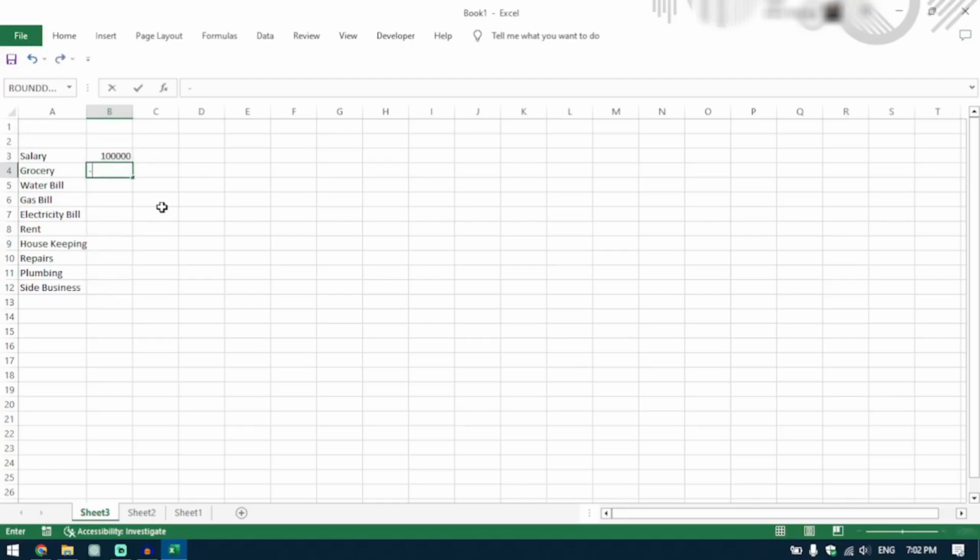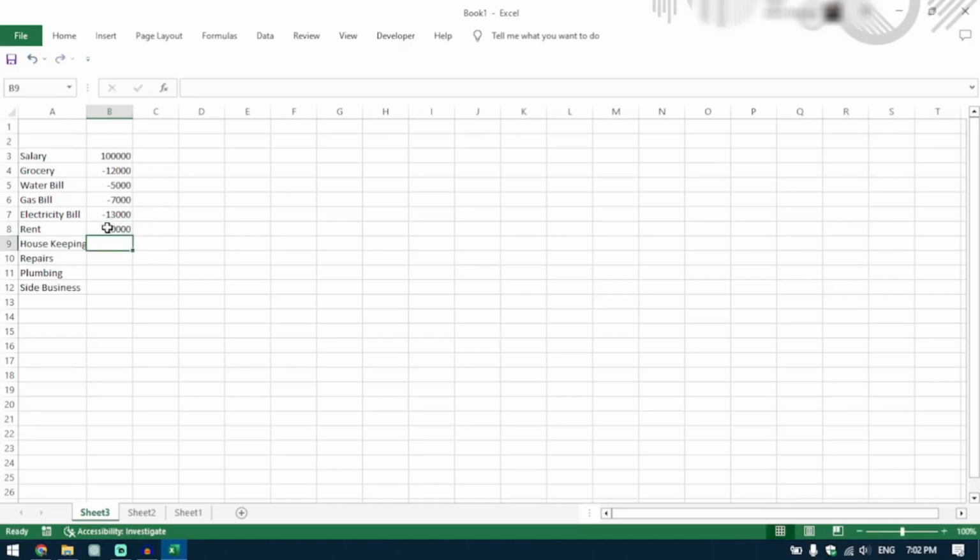Let's suppose we do salary worth of 12,000. I'm gonna put it in negative. The water bill is 5,000. Then we have the gas bill, which is 7,000. Then we have the electricity bill, which is around 13,000. The rent is 10,000. I'm sorry, we have to put it in negative.